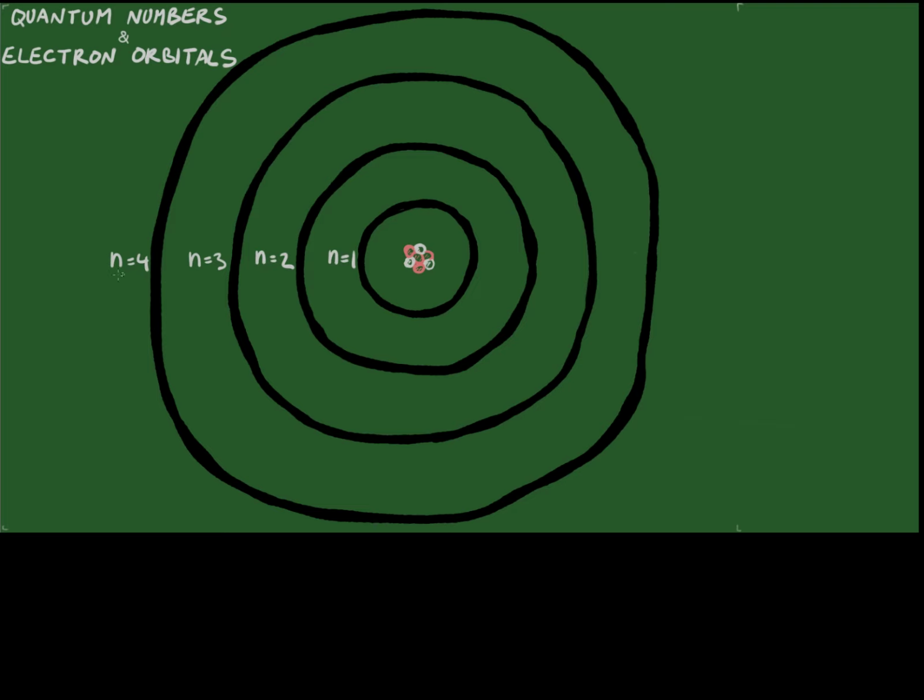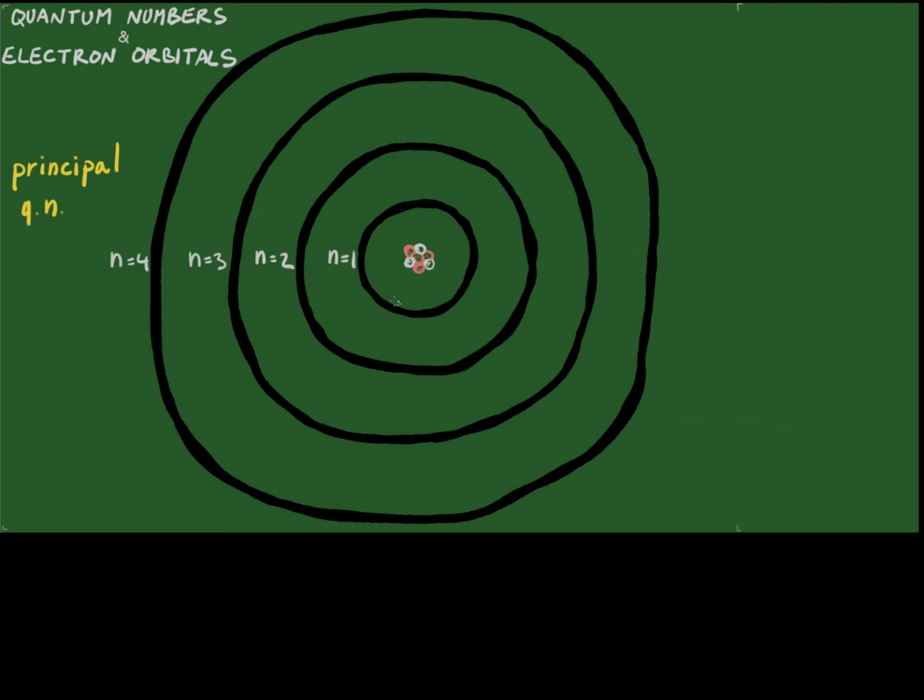And they are given a value of n. N increases the further you go away from the nucleus. So it starts with 1, 2, 3, and 4. Note that n has to be a whole number, so it cannot be something like 2.5 or 3.1. It has to be an integer: 1, 2, 3, 4, and so on. This n is also known as the principal quantum number. I'm going to shorten quantum number to Qn.